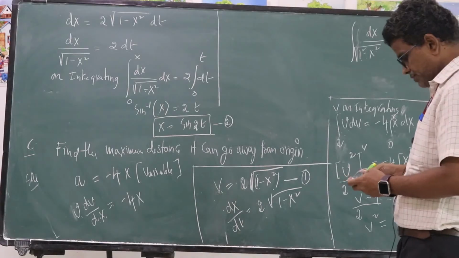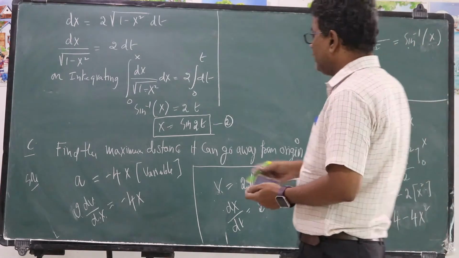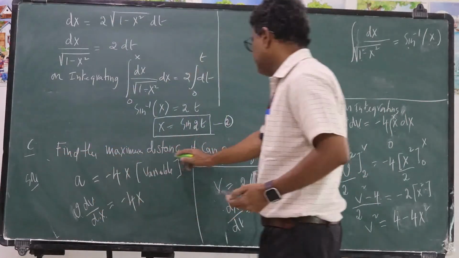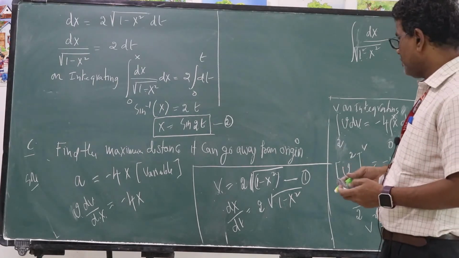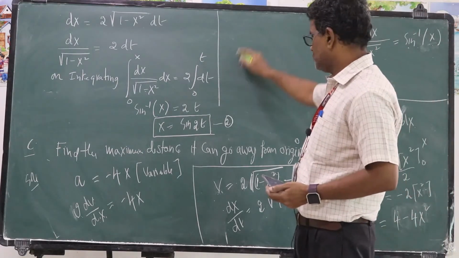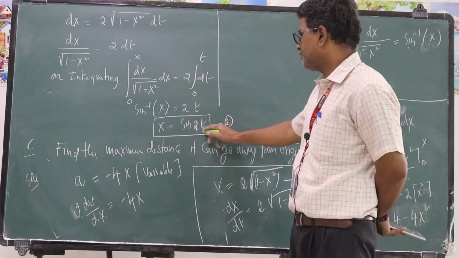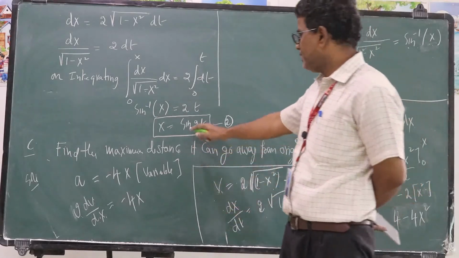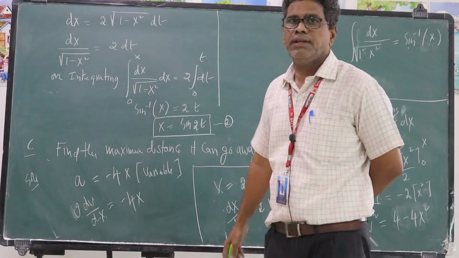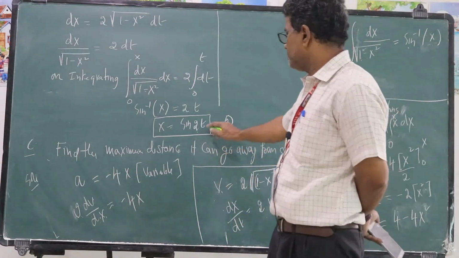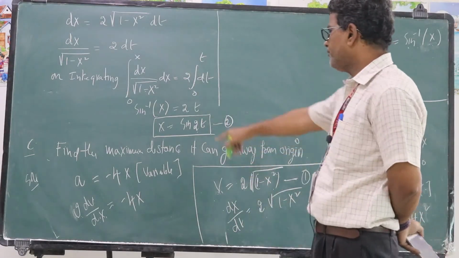For that, the answer is x is equal to sine 2t. Next, what is part c? Find the maximum distance it can go away from origin. Position is a harmonic function, sine. Its position varies harmonically like a sine function, at regular intervals of time, with an angular frequency 2.